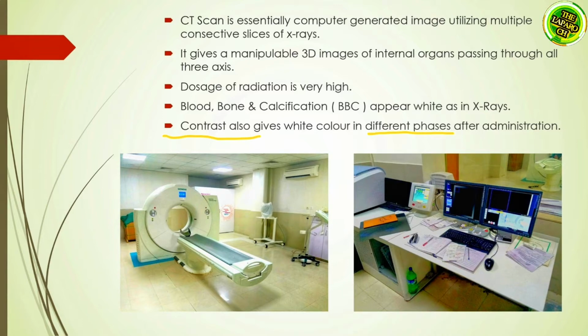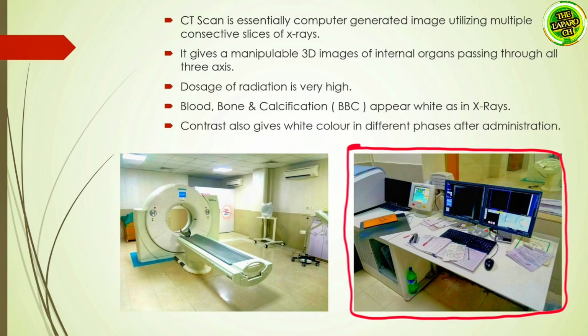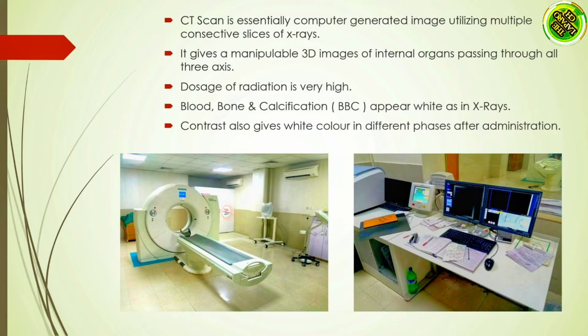We can use contrast media to enhance various organs and especially the pathologies therein. Contrasts can be given from different portals and they give characteristic appearances at different phases. Left lower image is the CT scan machine and right lower image is the console where we can operate and control the machine. This is the area where the patient is laid down and the X-ray machine is located over here.